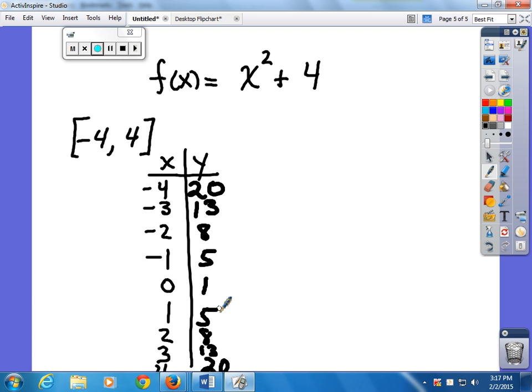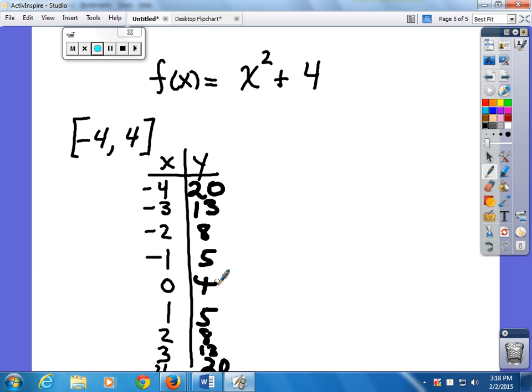Now, looking pre-algebra-wise, make sure I didn't make a mistake. 1 squared is 1, plus 4 is 5, 2 squared is 4, plus 4 is 8, 3 squared is 9, plus 4 is 13, 4 squared is 16, plus 4 is 20. Why did you put 0? What's 0 and 1 right there? I'm sorry, I thought that was a 1. My bad.